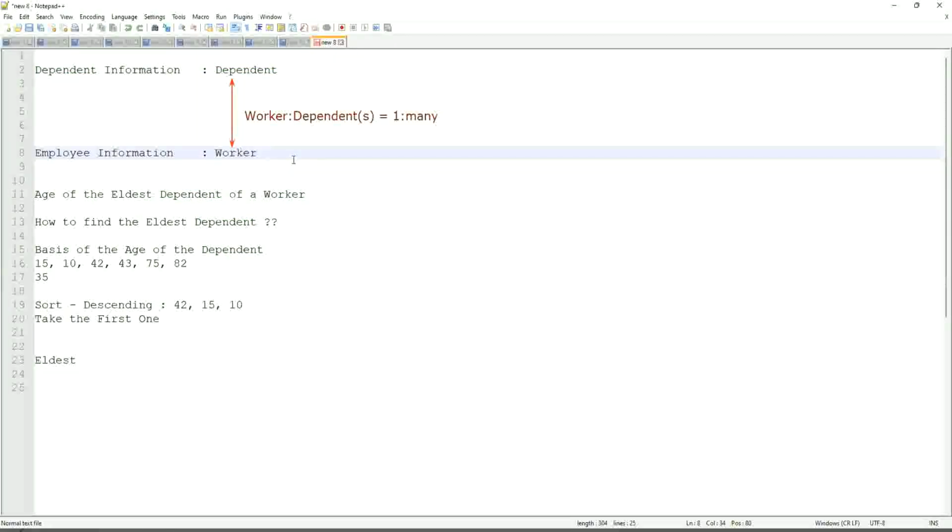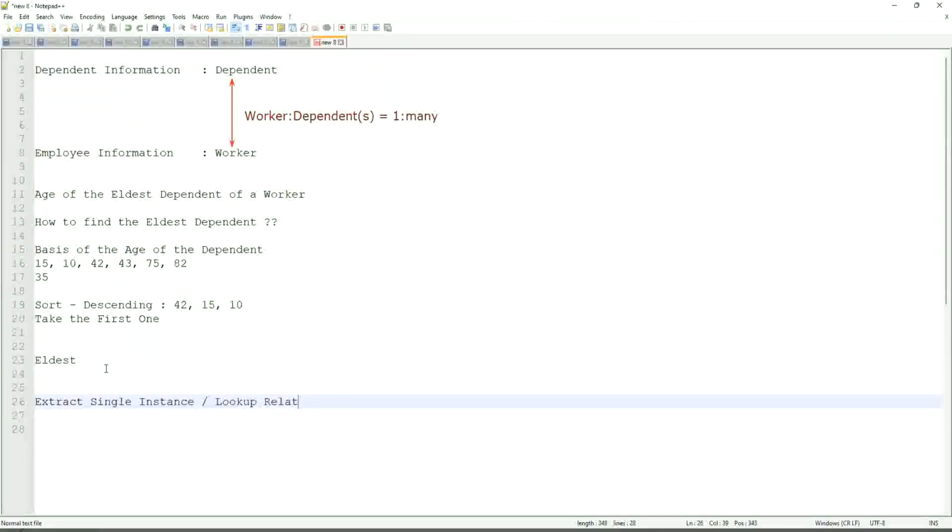But does the worker business object have the information about the dependent's age? The answer is no. That is why we are going to use a combination of calculated fields called extract single instance and lookup related value. This is the most common calculated field function that people will ask you in your interviews.